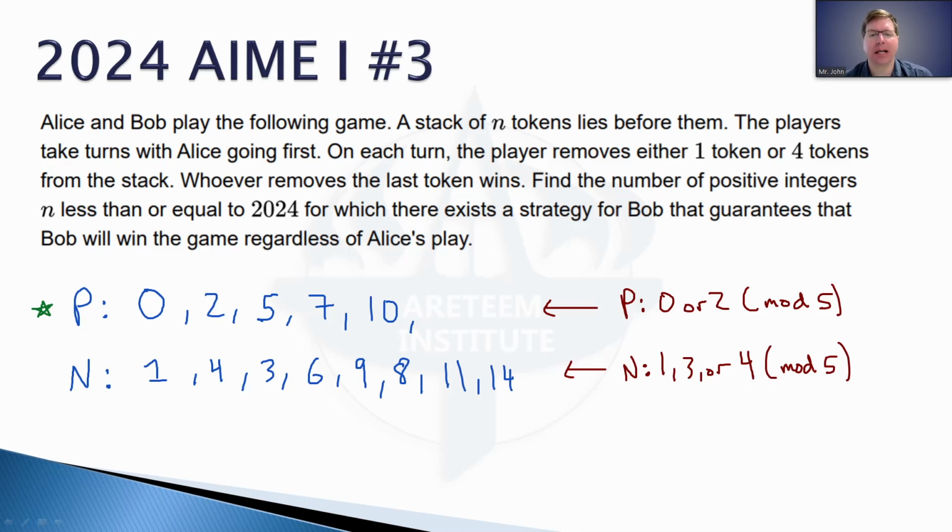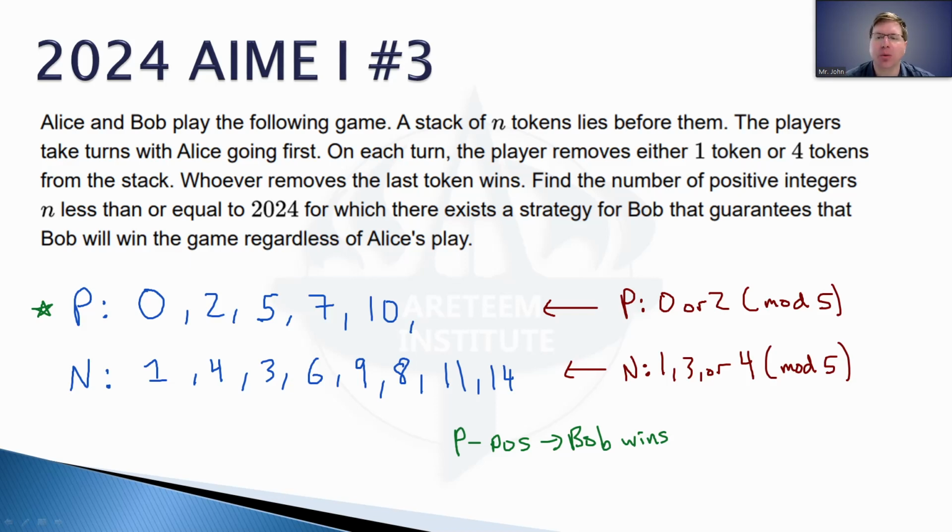Now, remember, we also characterize this as wins for the specific players in this case as well. So if it's a P position, those are the positions that Bob will win. So Bob wins those scenarios here. So if we start thinking about those, these are 0 or 2 mod 5. I'll do this counting fairly quick. So we're going up to 2024.